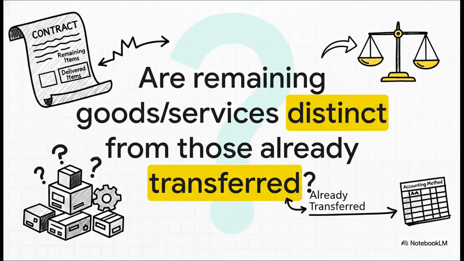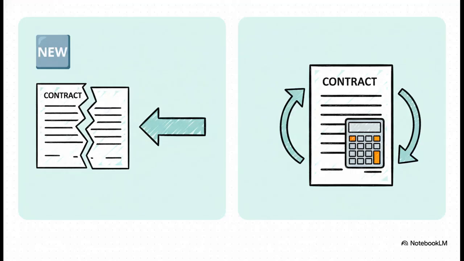So once we know we're on Path B, we have a second huge question to answer. You have to look at everything you still have to deliver and ask, are these remaining items distinct from what the customer already has? The answer to this question is going to tell you exactly which accounting method to use next. And this lays out our two options perfectly.